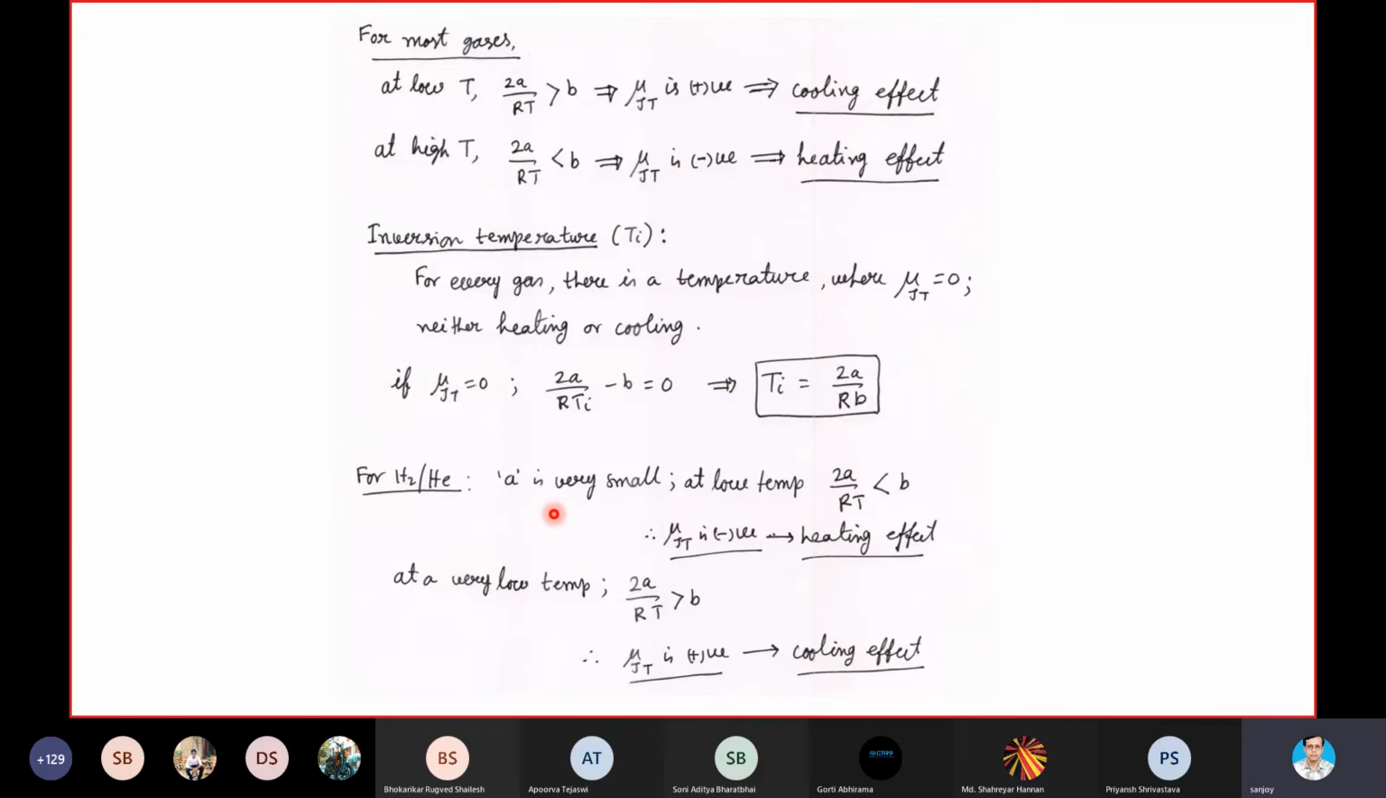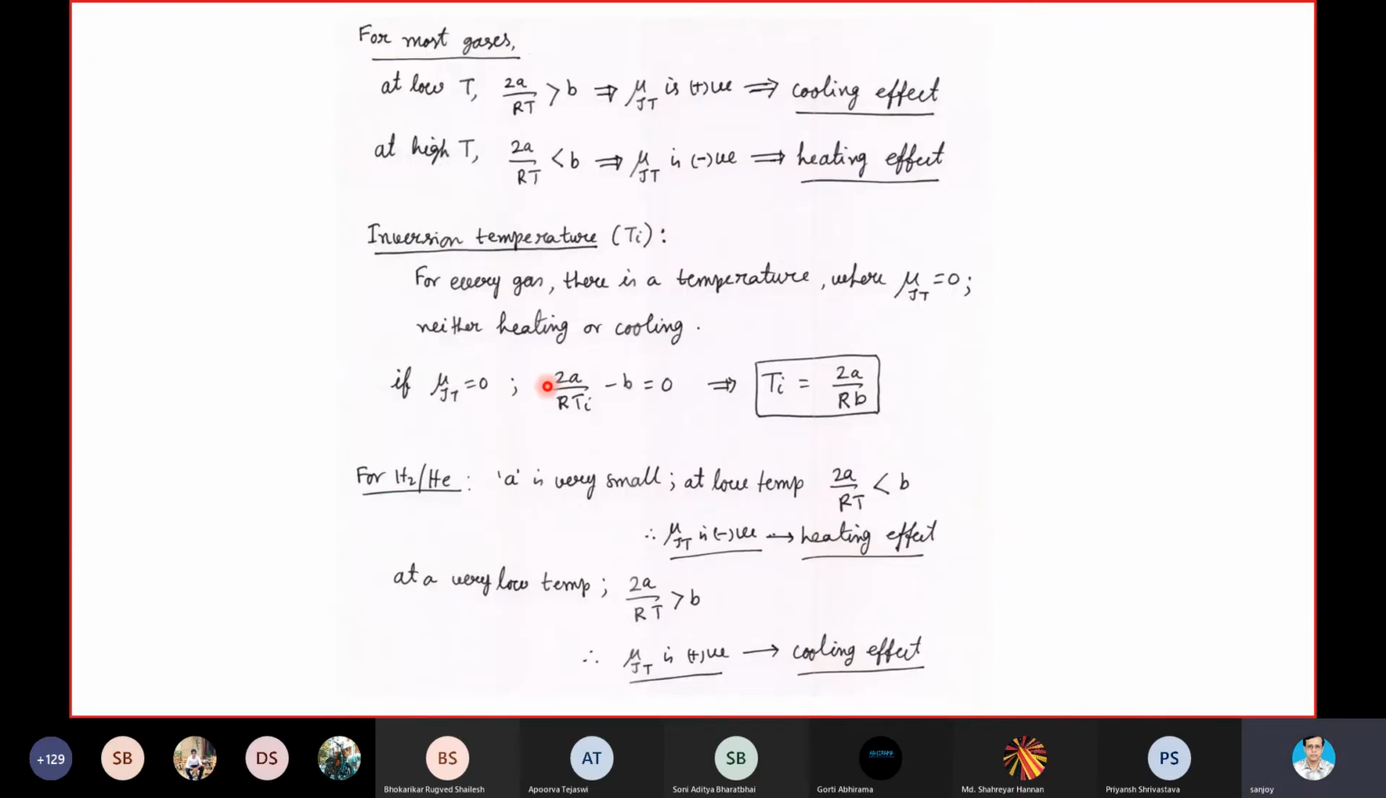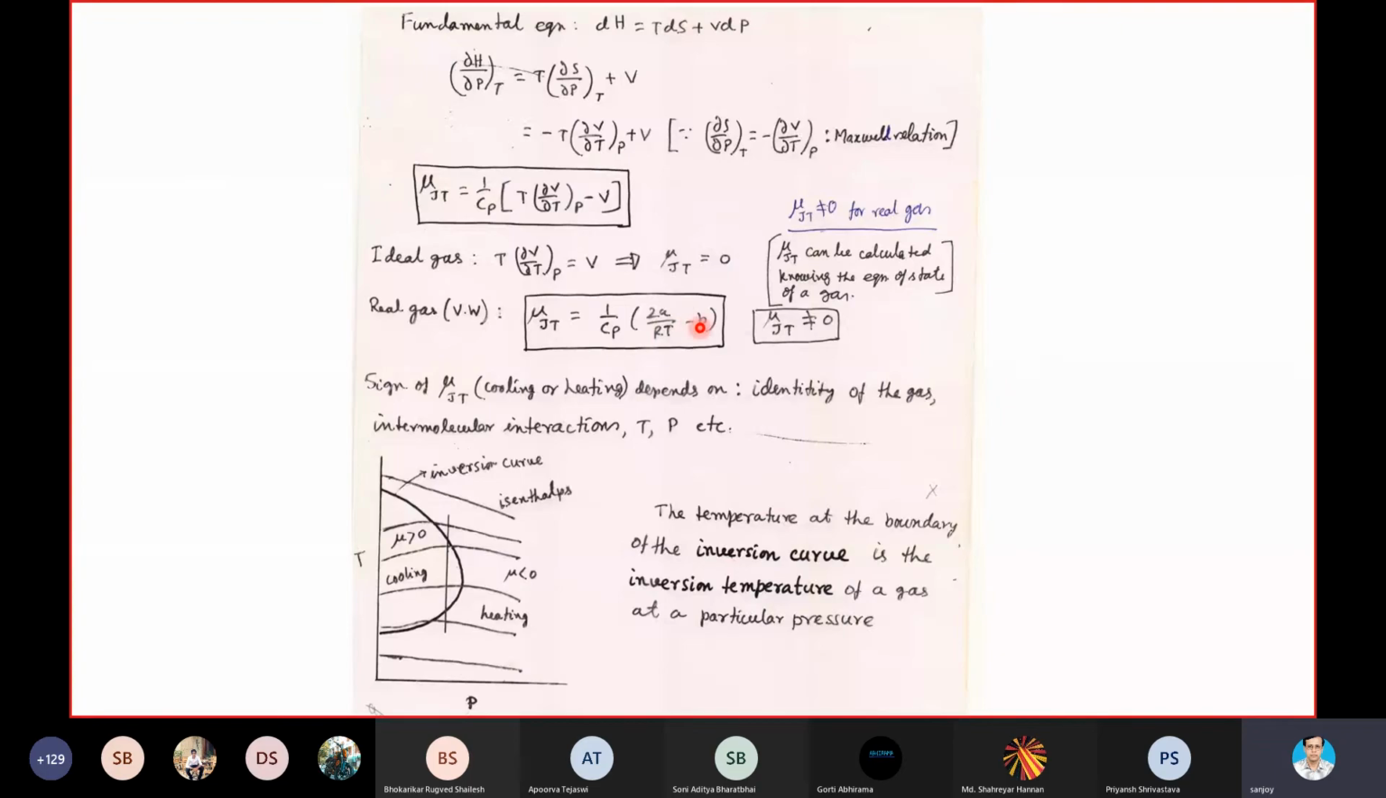Now for hydrogen and helium, what happens? Hydrogen and helium are very small sized particles, so this A term is very small, even at a normal temperature. So even at a normal temperature, B is greater than this ratio, 2A by RT. That means mu becomes negative. Even at low temperature, B is greater than 2A by RT, so therefore mu is negative.